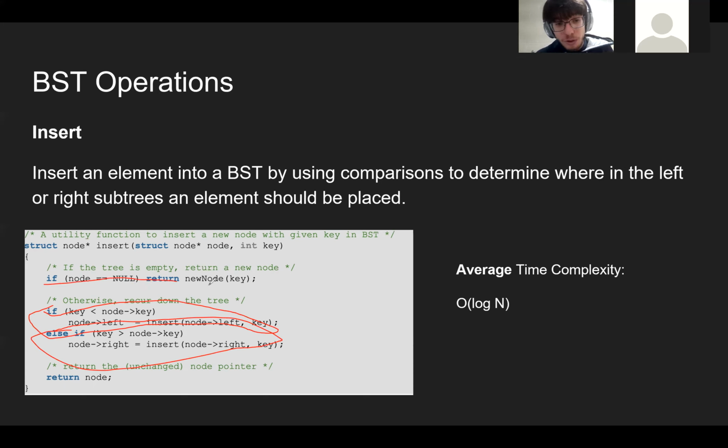But if node is null, so the tree is empty, you return a new node. That's it. But otherwise, you're going to return node, because you're trying to insert. In this case, if you already found it, so either you've already inserted it, or it already exists in the tree before you even tried, then you're just going to be returning the node.